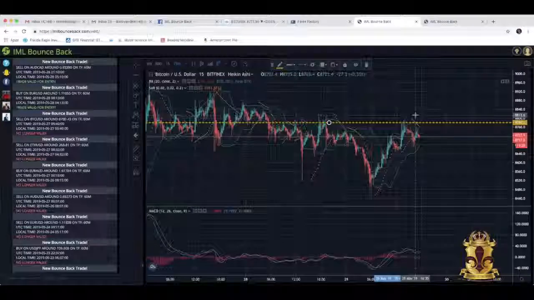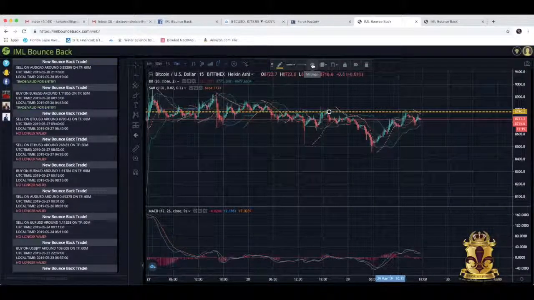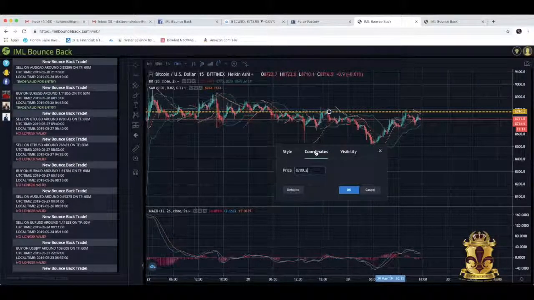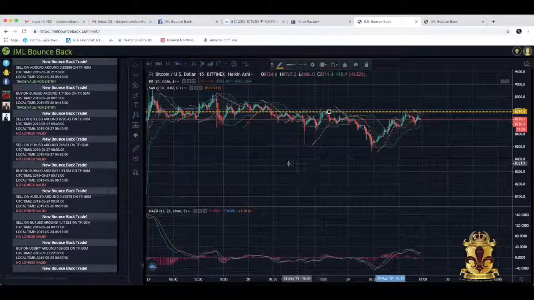And then what you could do after you get as close to that, you can go up to your settings button, click on settings, and then you have your coordinates, and you can just type in the number, which is a lot faster. 8780.43, put in 0.43, and now we have established the zero line.